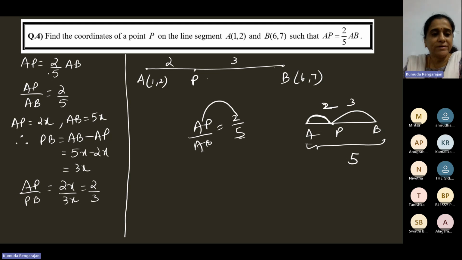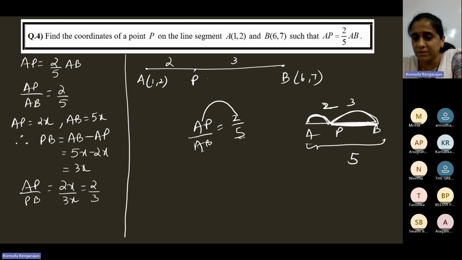So I've taken AP as 2x and AB as 5x. How will you find PB? PB is AB minus AP, so 5x minus 2x, 3x. Now find the ratio. You want the ratio AP by PB, right? AP is 2x and PB is 3x, so 2:3 is the ratio.